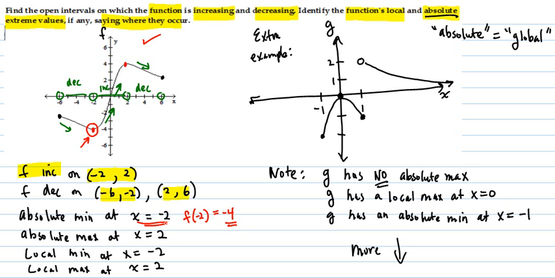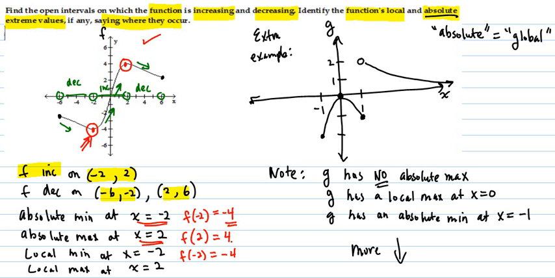The absolute max of the function we see up here occurs at x equals 2, and the absolute maximum value looks like it's 4. The local minimum is at x equals -2 down here, and the local min value is f of -2, which we already saw was -4.